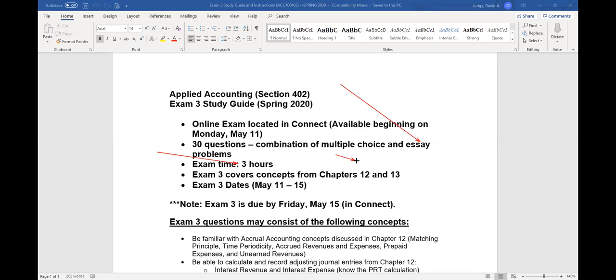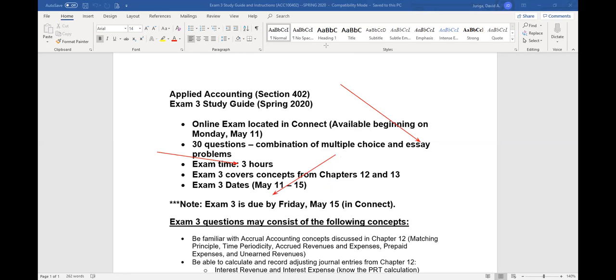It's over chapters 12 and 13. And here's the deal. Please pay attention to this. This is due by Friday. If we had an in-class test, it was either Monday or Wednesday you'd be done with it. But I want everything done in Connect by Friday, May 15th. And that's the due date.